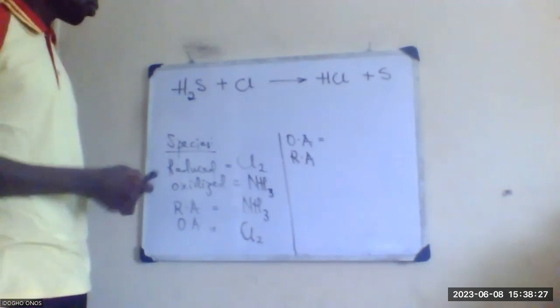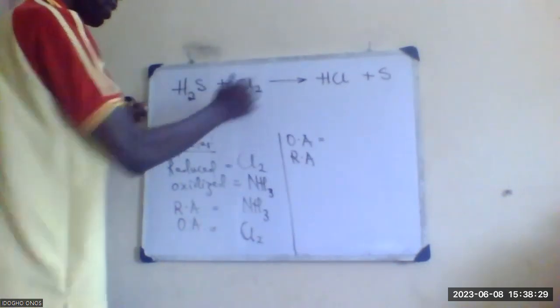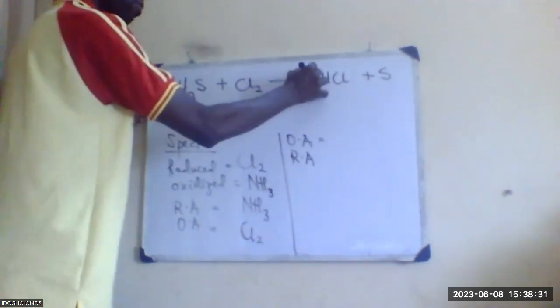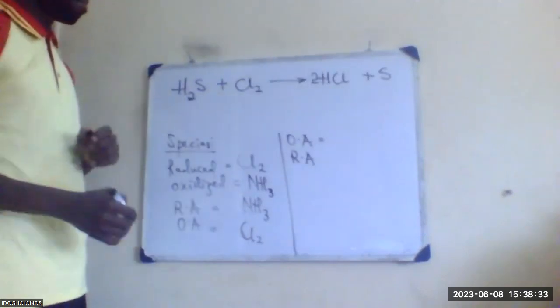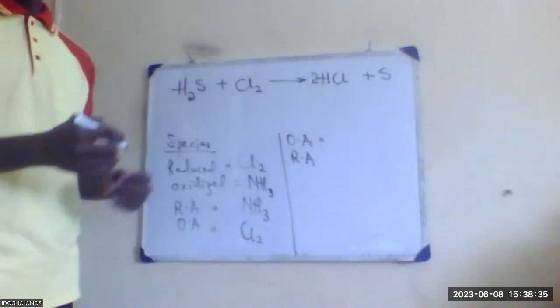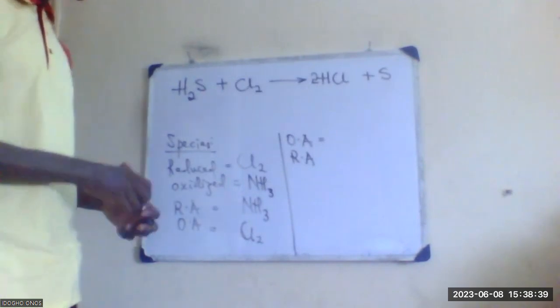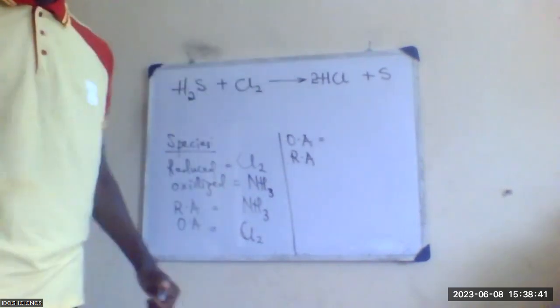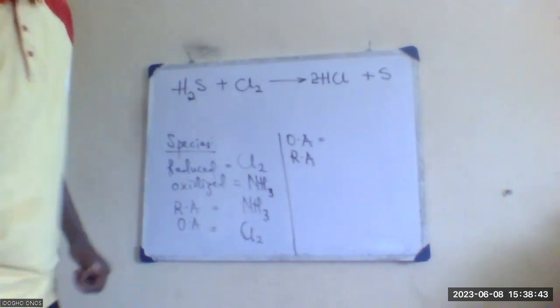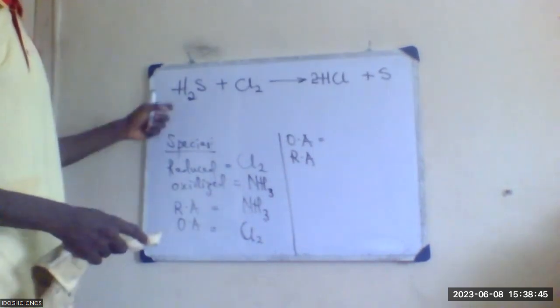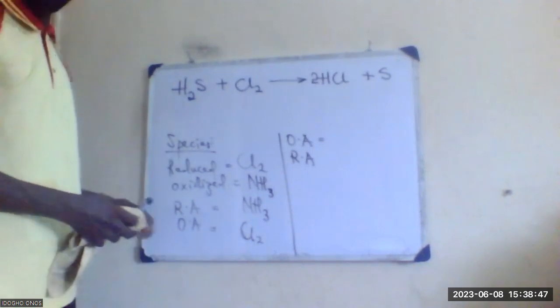I'm quite sure you know that chlorine is a gas, so 2 should be here. So you put 2 in front of this, so that way it is now balanced. So what is the role of the hydrogen sulfide in this equation? Who can answer that question, please? What is the role of the hydrogen sulfide in the above equation?